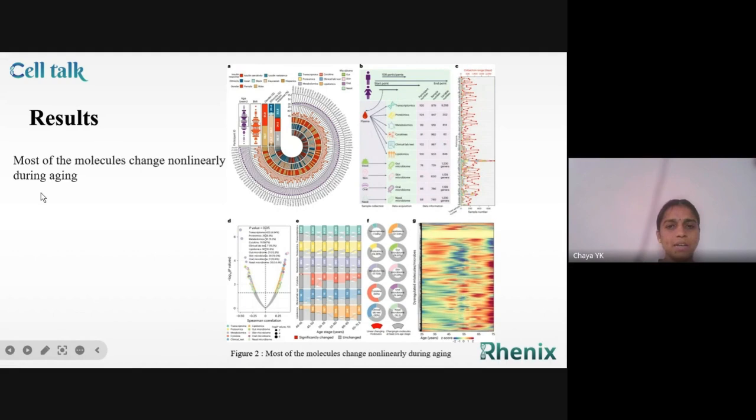And this is figure E. This panel provides a summary of how various molecular features change at different ages. The colored boxes indicate significantly changed molecules, while gray blocks indicate molecules that didn't show significant changes with age. This helps identify which molecular types are more likely to undergo changes with aging.